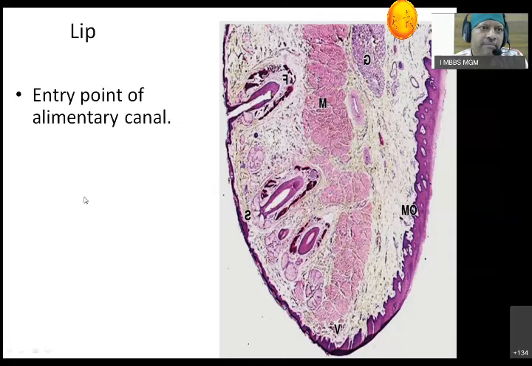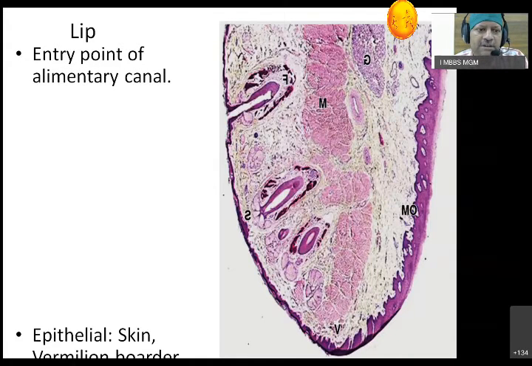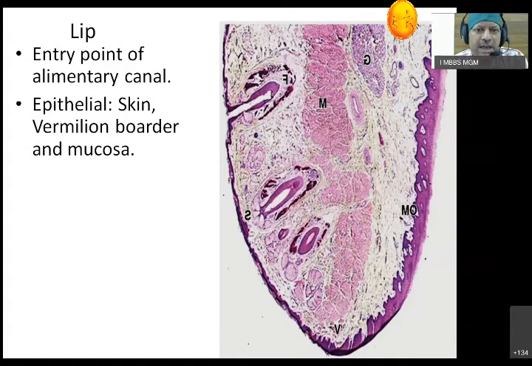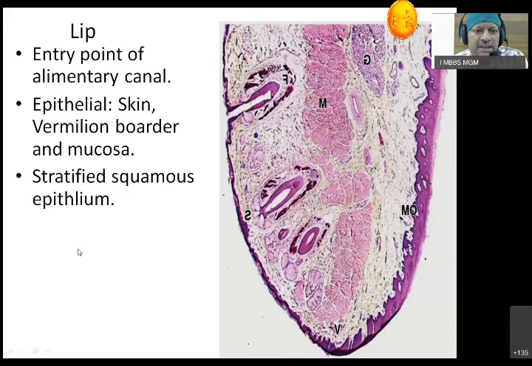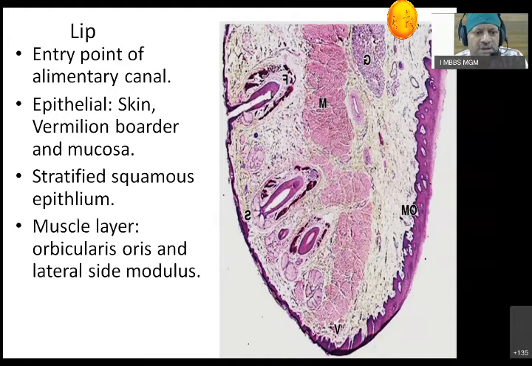So the lip is the entry point of the alimentary canal. The epithelium is skin-type epithelium, then the vermilion border, the junction between the external epithelium, called the red of the lip, and the mucosa. It is stratified squamous epithelium on both sides. One side is keratinized, one side is non-keratinized. The muscle usually seen here is the orbicularis oris.